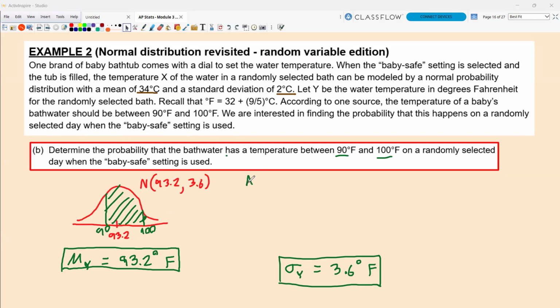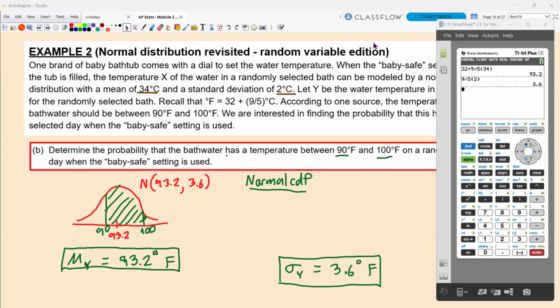We're going to use normal CDF. So we're going to go into our calculator and we're going to find normal CDF and put in our inputs. So remember, you're going to hit second vars, go to option 2, normal CDF. Your lower bound in this case will be 90 and your upper bound will be 100. We'll put our mean and standard deviation that we calculated in, so 93.2 and 3.6. And we'll go down to paste and we'll get our probability.